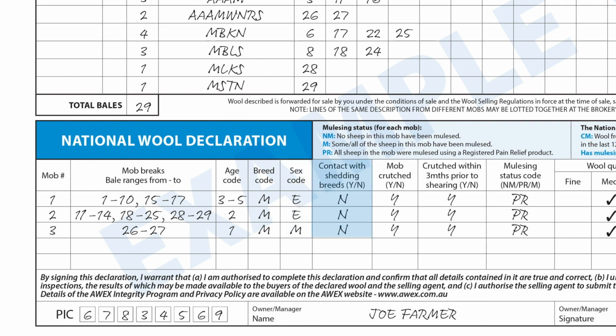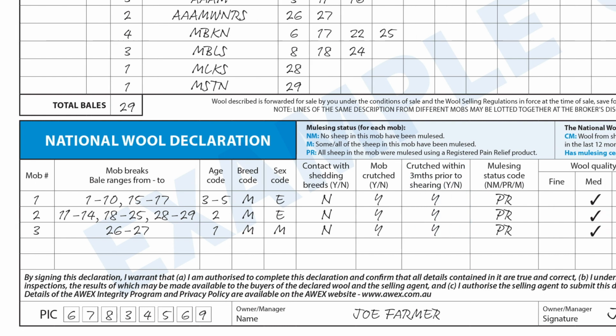Righto? Contact with shedding breeds, simple yes or no. Mobbed crutch, once again, yes or no. Crutched in the last 3 months. So if the sheep have been crutched prior to shearing or within 3 months of shearing, that would be a yes. The importance behind this is just gives your dark fibre rating a better rating.